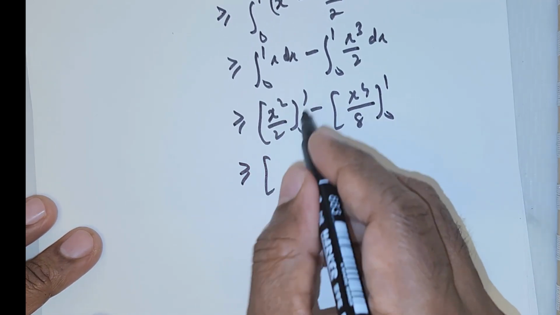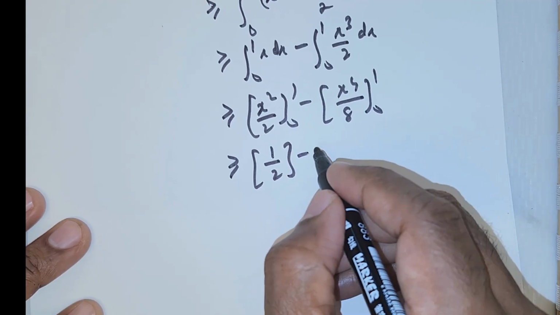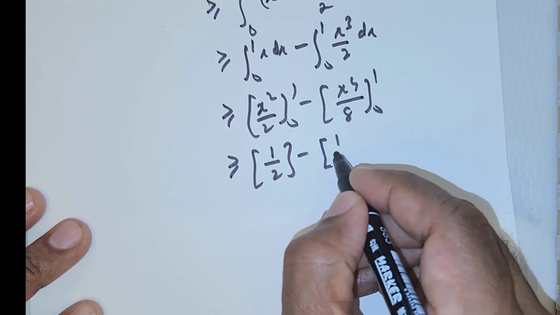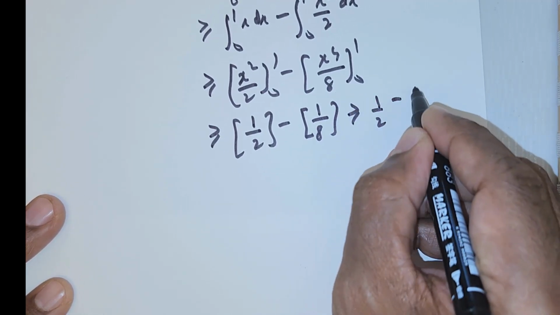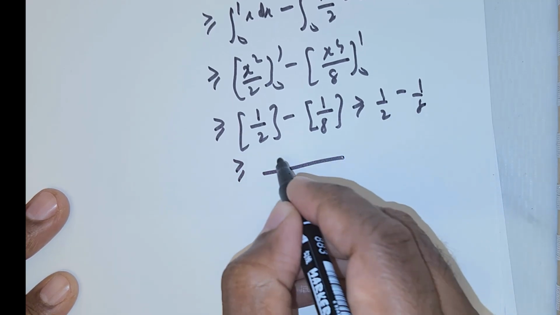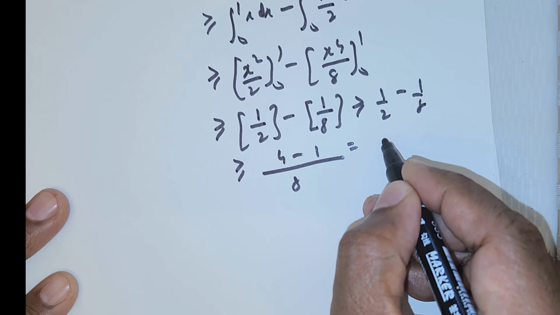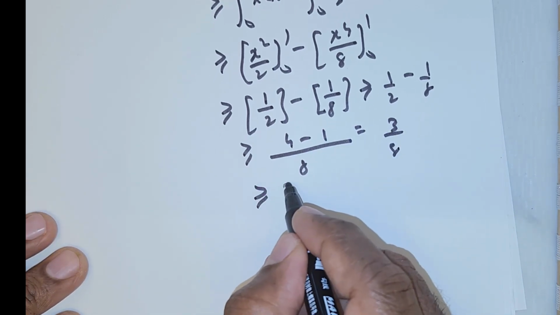This is greater than equal to, you apply the upper limit, you get 1 over 2. No need to apply the lower limit because it's 0. You apply the upper limit, you get 1 over 8. So this is greater than equal to 1 over 2 negative 1 over 8, which is greater than equal to, the LCM is 8, 2 divides 8 4 times, 8 divides 8 1 time. So 4 negative 1 is going to be 3 over 8, which is greater than equal to 3 over 8.